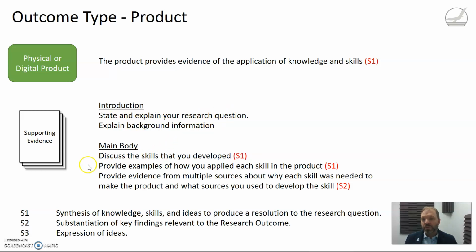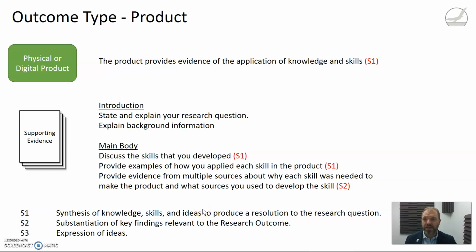For this one, the main body would be where you discuss the skills that you developed in terms of making or producing that product in some way. Provide examples of how you applied those skills in your product by making reference to features of that product, and then provide evidence from multiple sources about why each skill was needed. So you did some research and went, I need to know how to do this in order to make my product successful, and then what sources you used to develop that skill, how you found out how to do that. And again, that's about substantiation of your key findings.